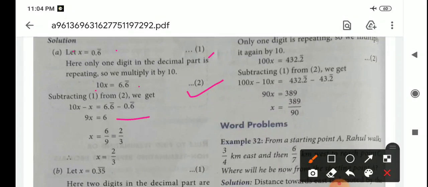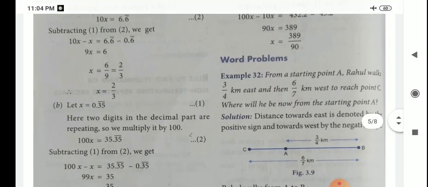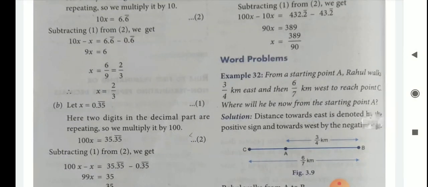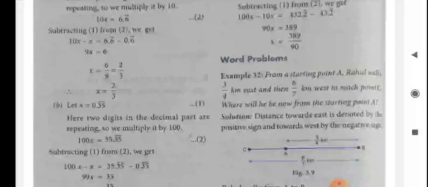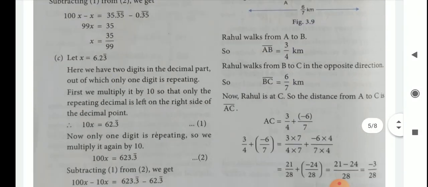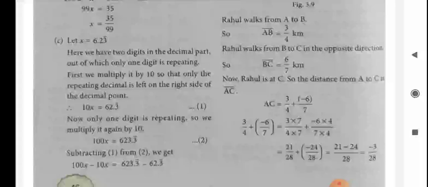Okay. So we get how much? 10x minus x equal to 9x. 6.6 bar minus 0.6 bar equal to 6. Okay. So x equal to how much? 6 by 9 equal to 2 by 3. Like this we find the answer. Here children, you see B part is 0.35 bar. After the decimal point 2 digits are there. So here we multiply by how much? 100. Okay.